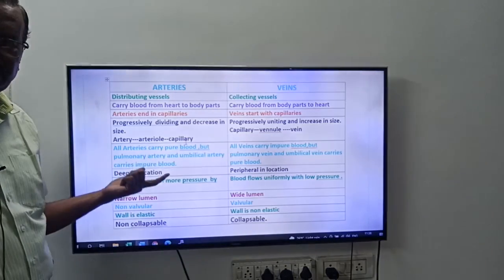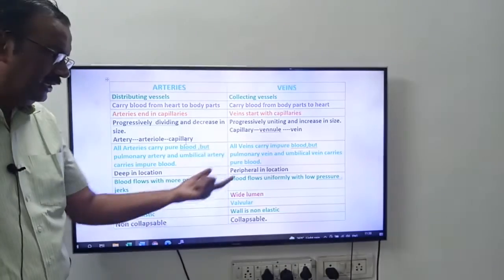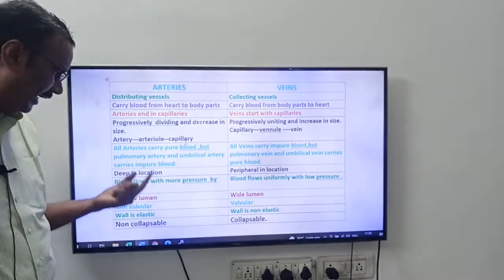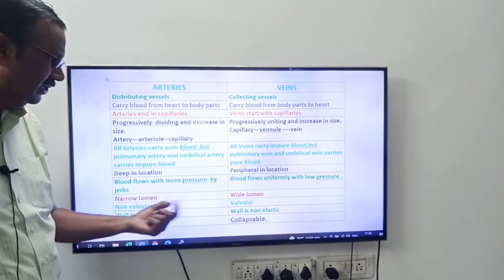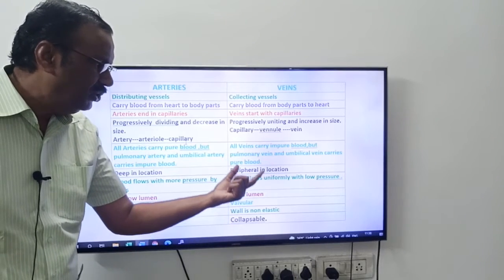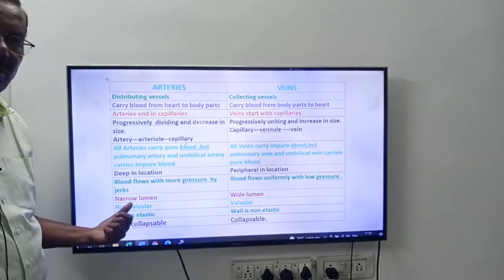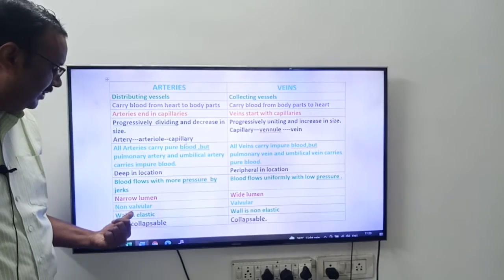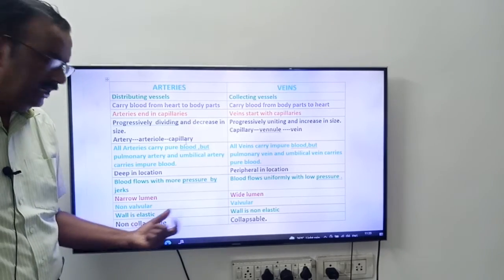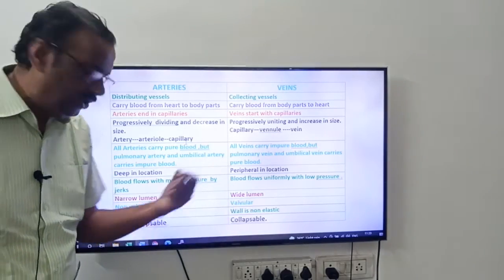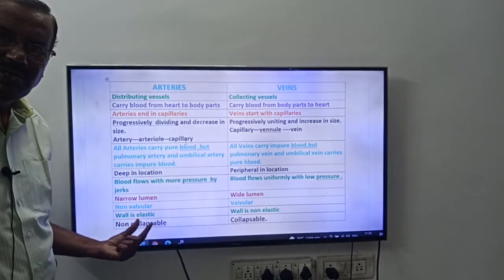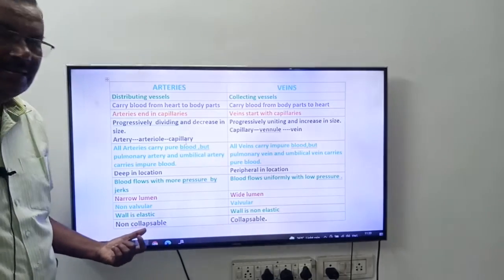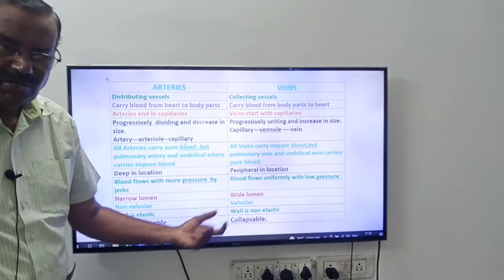Arteries are present in the deeper part of the body, they are deep in location. Veins are peripheral in location. In arteries, blood flows with more pressure by jerks. In veins, blood flows uniformly with low pressure. Arteries have narrow lumen, veins have wide lumen. Arteries have no valves, they are non-valvular. Veins have valves, they are valvular. The wall of the arteries is elastic, the wall of the veins is non-elastic. Arteries are non-collapsible, veins are collapsible.